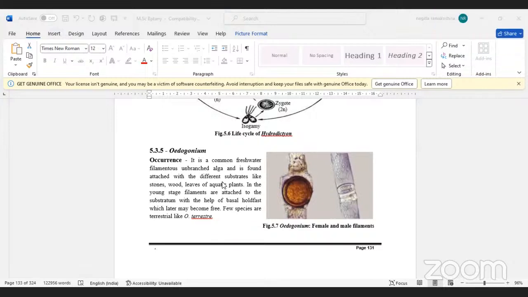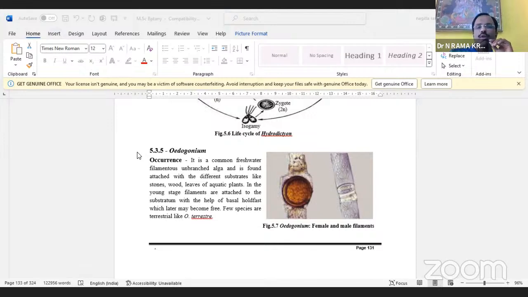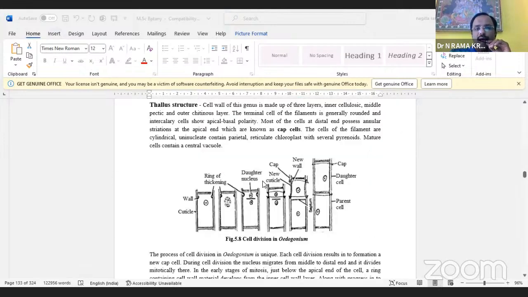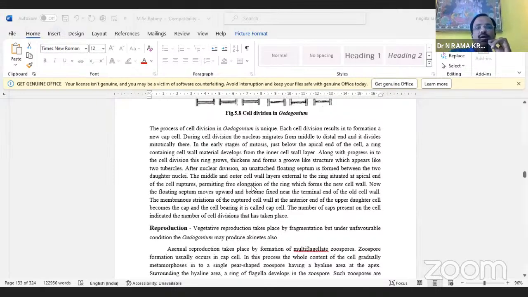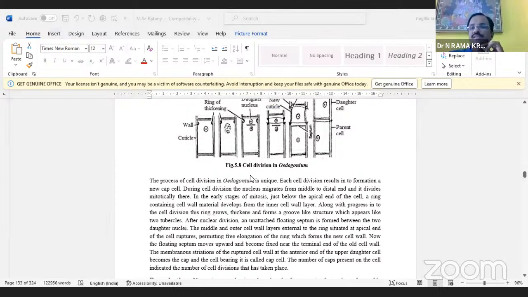Yes. Okay. Here now you see this is Oedogonium. The thallus structure is already completed. You know very well, the cell wall has three layers. The plasma membrane is there. And next, so many cell organelles we are also looking at in that one. And next, the reproduction system of Oedogonium. Here, cell division is most important.